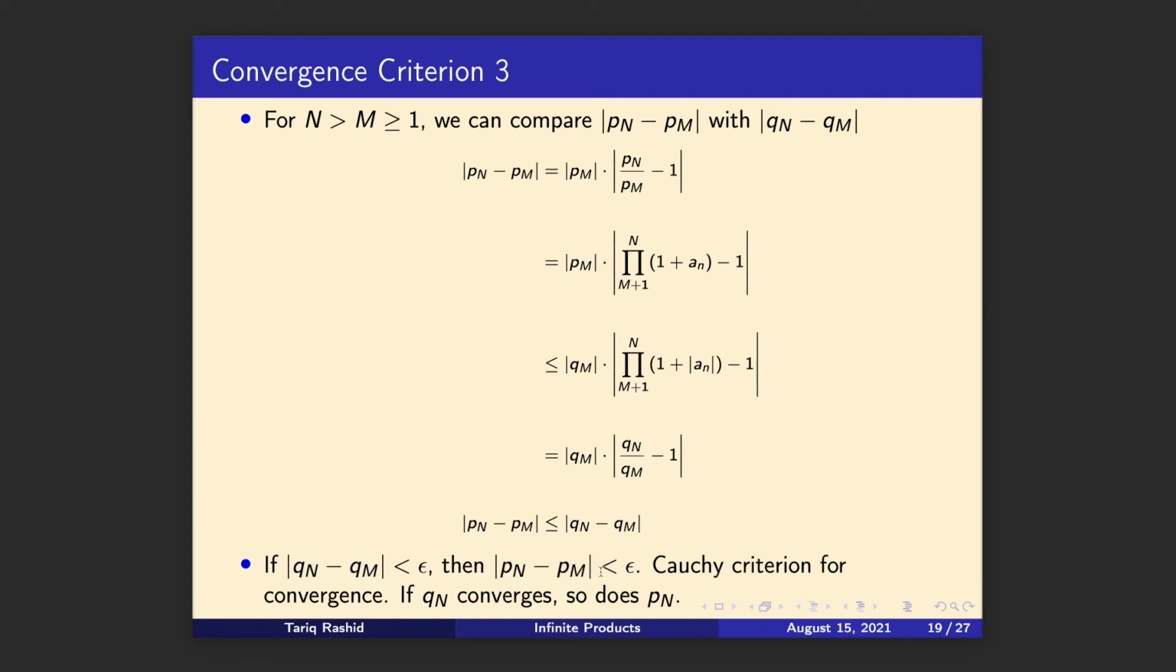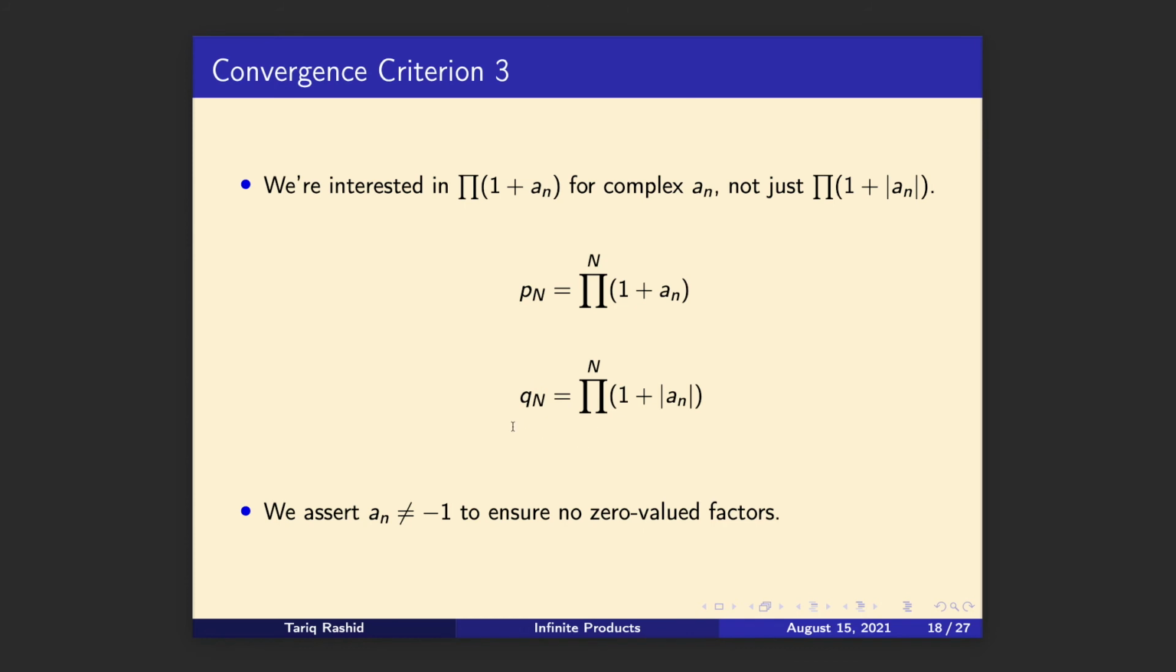This is a Cauchy criterion for convergence. It's fairly standard, it's worth looking up. If there's a lot of demand, I can do a video on it, but it's fairly standardly taught. So this is saying that if this one converges, then so does this one.